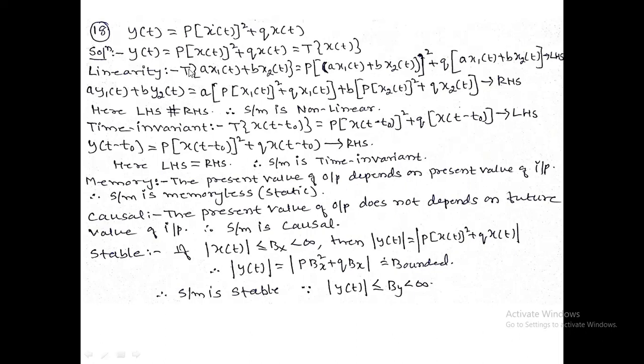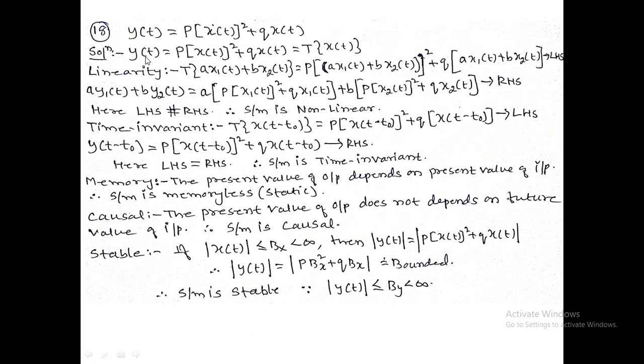Linearity: system operating on the input signal a into x1 of t plus b into x2 of t is equal to p into input signal square plus q into input signal. What is the input signal? a into x1 of t plus b into x2 of t. So p into (a x1 of t plus b x2 of t) whole square plus q into (a x1 of t plus b x2 of t). This is LHS.